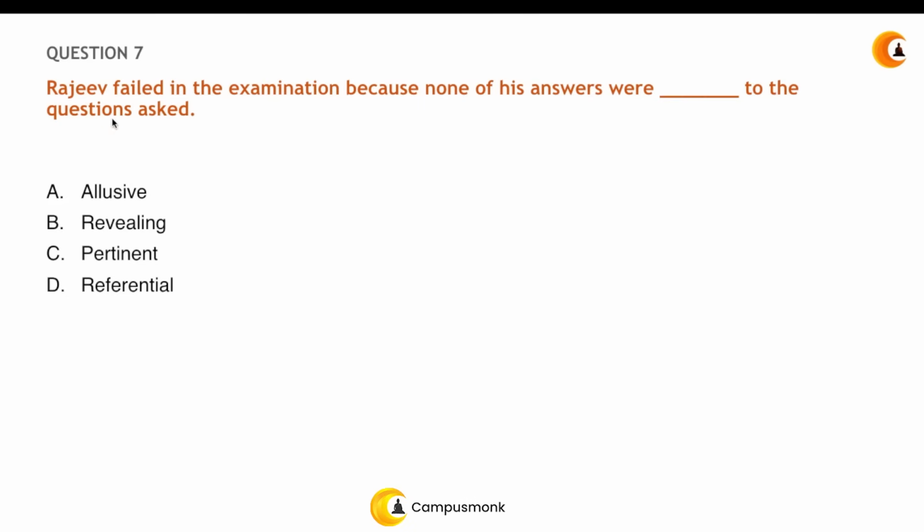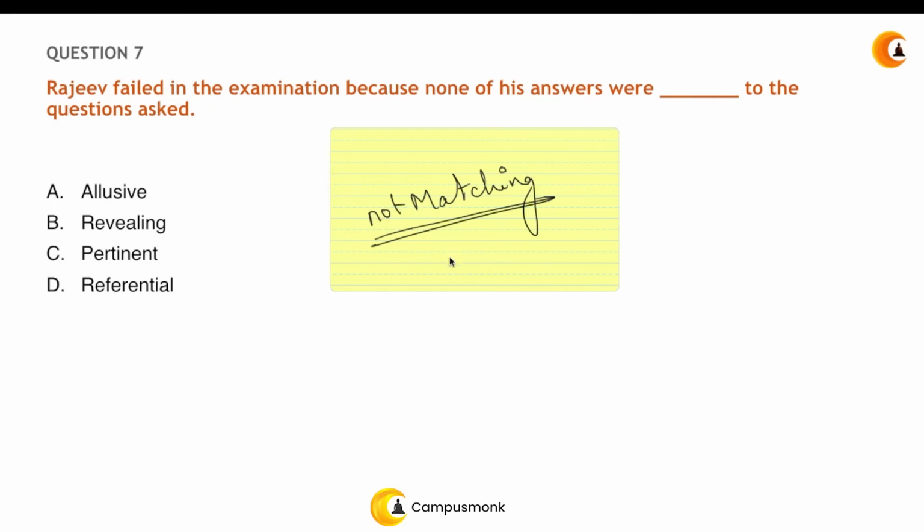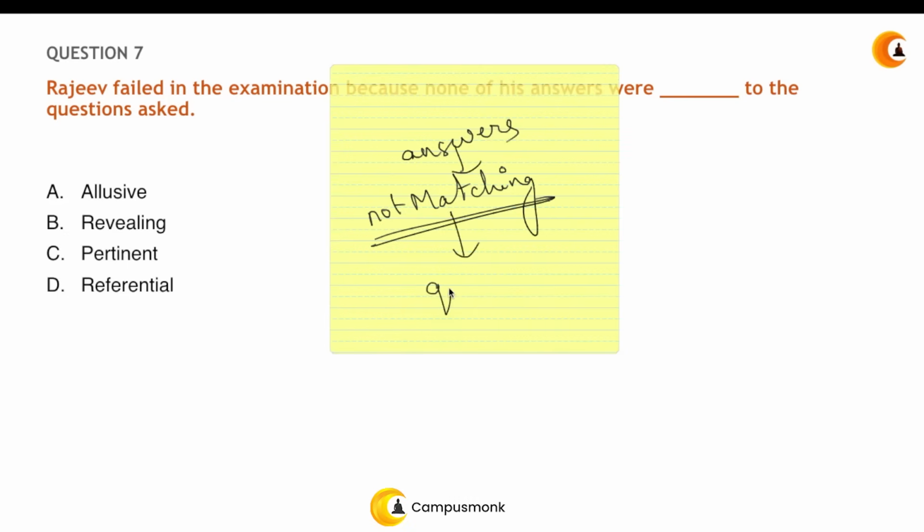Okay. So, the question says Rajiv failed in the examination because none of his answers were dashed to the question asked. When the word comes that he failed because none of his answers were dashed to the question asked, that means his answers weren't matching. His answers were not matching to the questions asked. Answers not matching to the questions asked, right? Thereby he failed. Had it been matching, he wouldn't have failed, right?